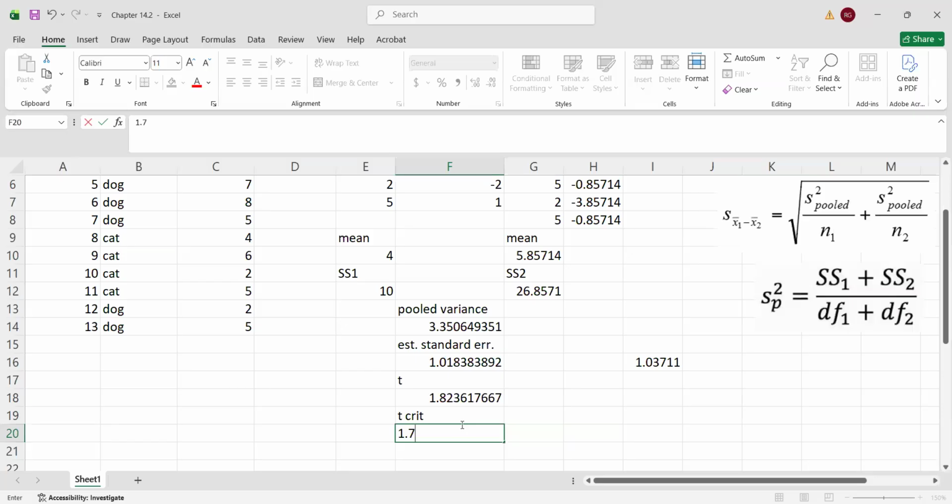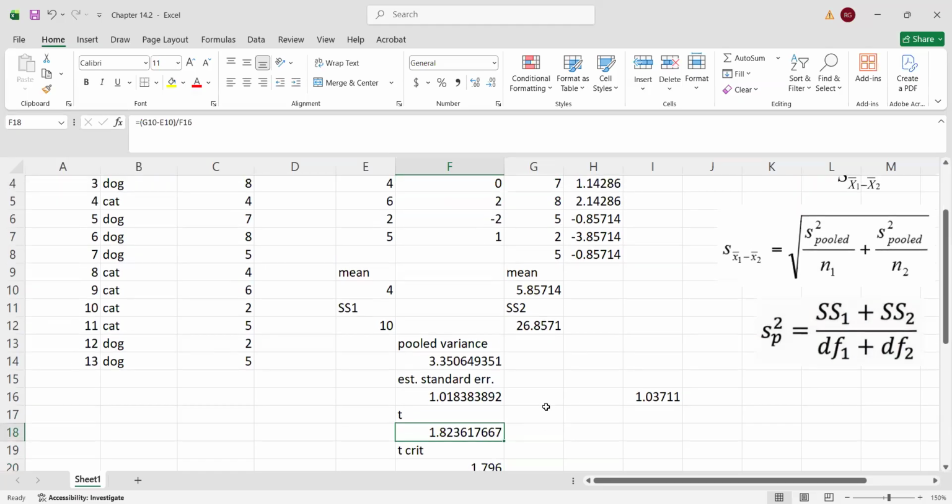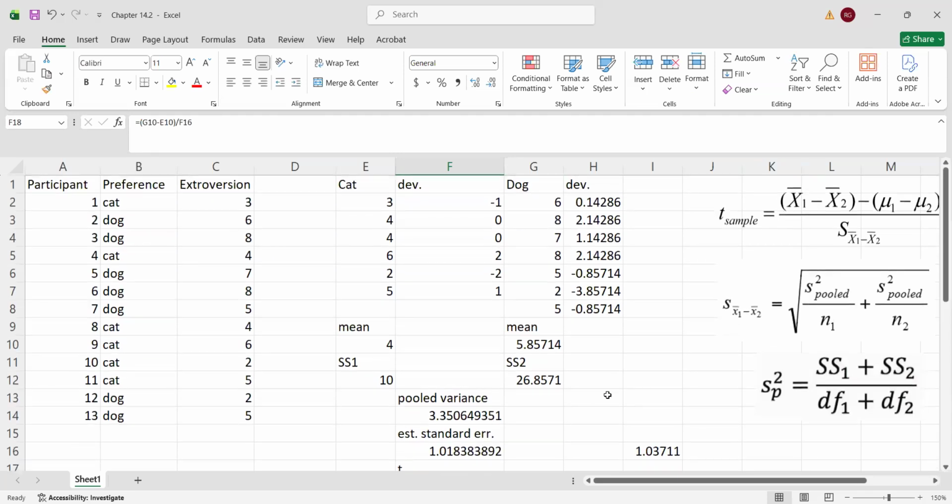Okay, so 1.796, right? So here's the question of the day. Is our observed T more extreme than the T crit? Yes, it is, just barely. We made it into the critical region, and therefore we can say that there is a significant difference. It means we reject the null hypothesis.